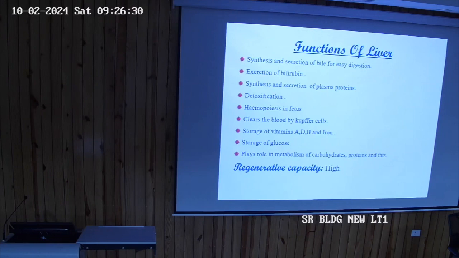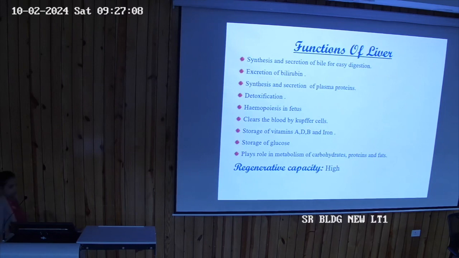It is active, so most of the cell organelles are there in the cytoplasm of hepatocytes. The structural and functional unit of liver is the hepatocyte, which are the cells of liver. These are polygonal in shape and have abundant mitochondria, rough endoplasmic reticulum, smooth endoplasmic reticulum and Golgi apparatus, because they are actively functioning and playing an important role in the body. Now, the regeneration capacity of liver is high.